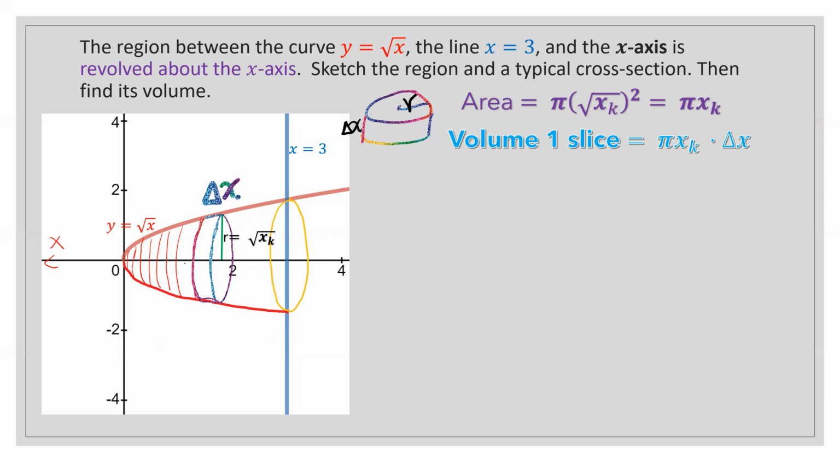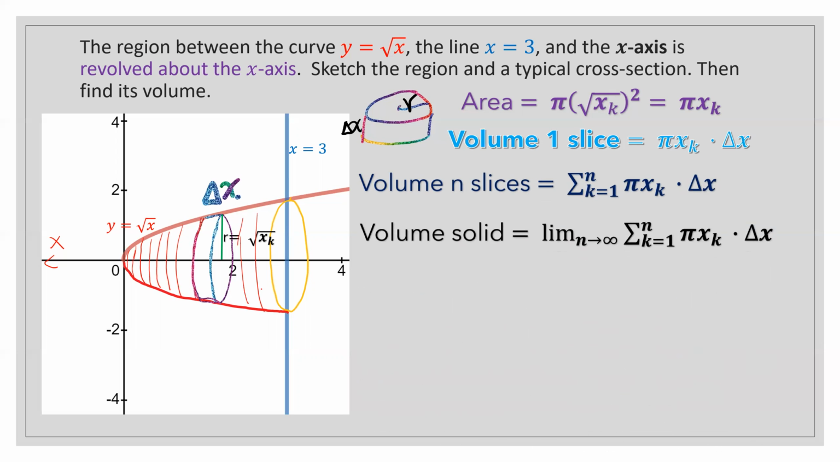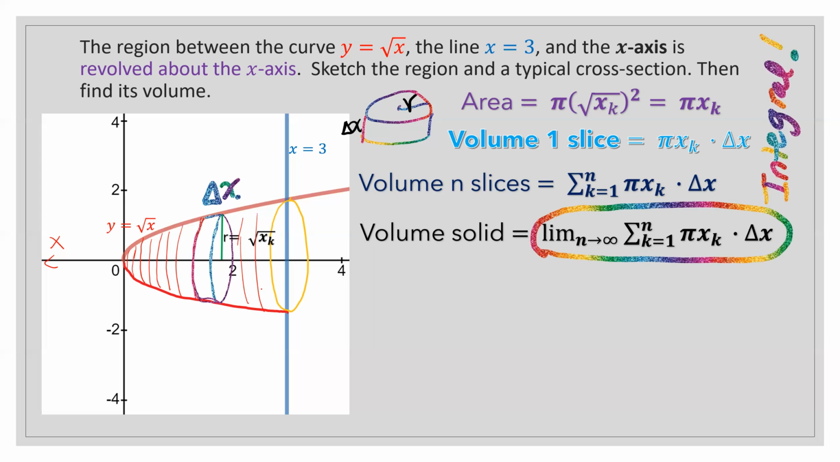Okay, and then we are going to do what with this? How many slices are there? There are n number of slices in this shape. So sum that up from k equal to 1 to n of pi x multiplied by delta x. And then we would say let n be bigger and bigger and bigger. That means take the volume as n goes to infinity. And when we do that, that defines an integral.